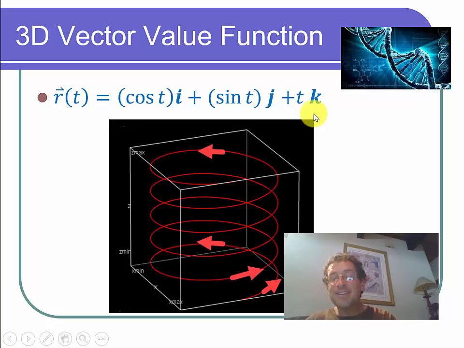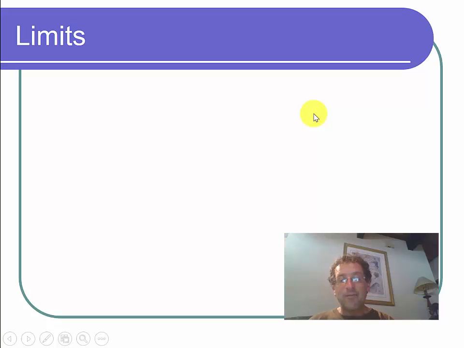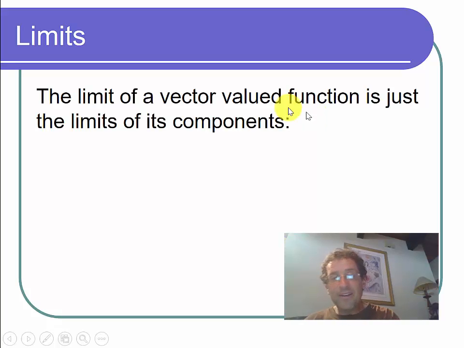Okay, so now that we have that, let's do a little calculus. So if you remember, the very first thing you ever did in calculus, probably, were limits. Let's talk about how you define a limit of a vector-valued function. So the good news is the definition is very simple to use and very simple to state. All we can do is say that the limit of a vector-valued function is just the limits of its components.